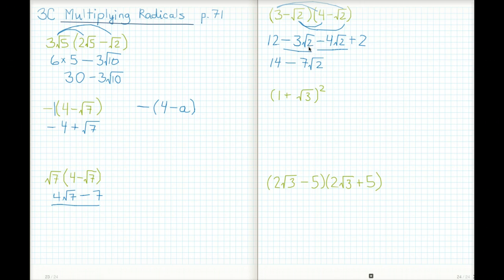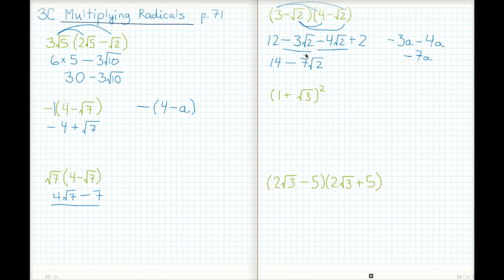Remember, I cannot subtract these two from each other. I don't end up with a negative 4 under the root sign or even 0 under the root sign. It simply stays square root 2, just as if you had negative 3a minus 4a. That would also give you negative 7a. So that's why we also get here a negative 7 square root 2.